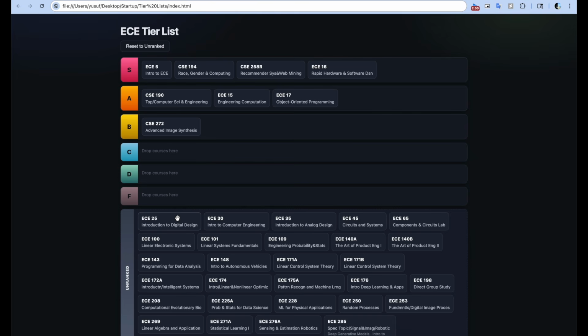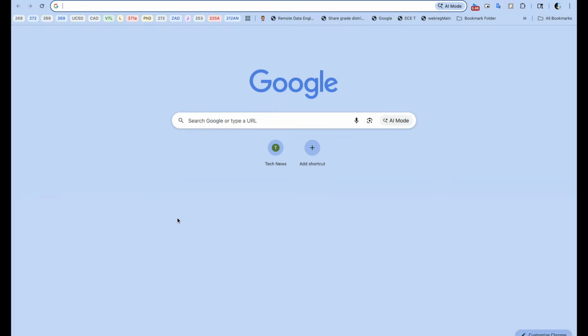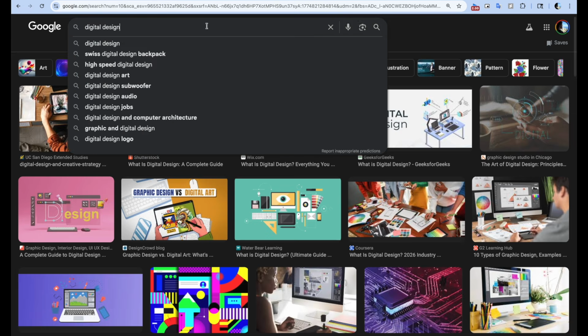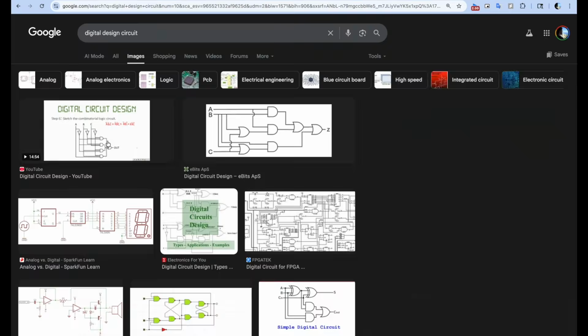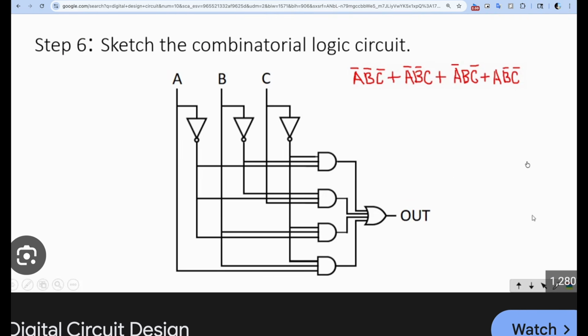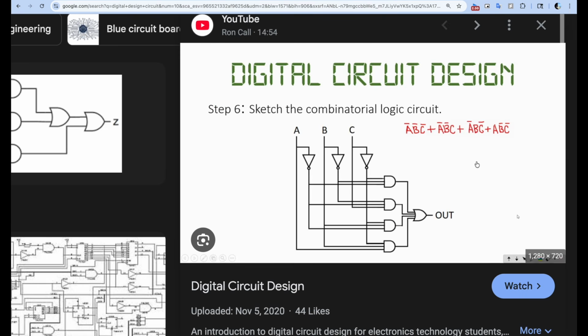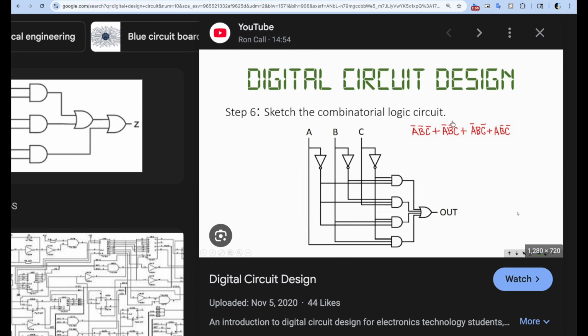ECE 25, I also took that my second quarter at UCSD. That one is digital design. Basically, this is learning about Boolean algebra and AND gates, OR gates, flip flops, things like that. Digital design is basically building circuits, not analog circuits, but logic. It's all about logic. As you can see here, you have AND gates, OR gates, and NOT gates, and if you don't know this stuff now, when you learn it, you'll understand it.